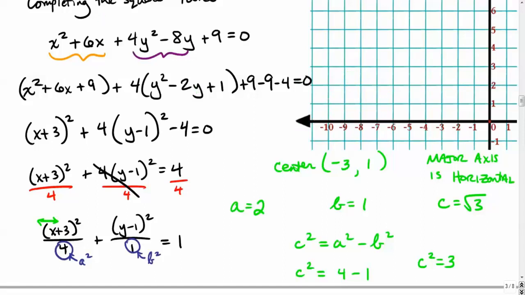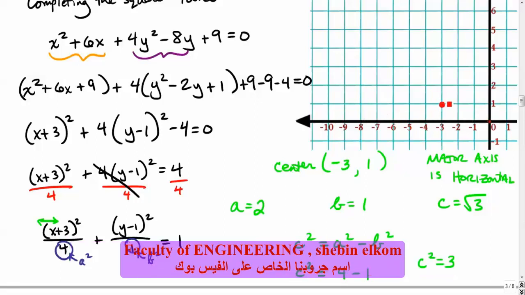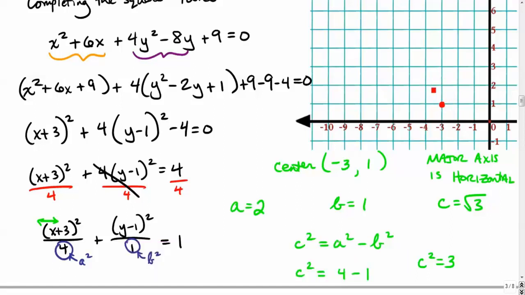Alright, let's start to graph some of this stuff, and we'll see if we can make some sense of everything. -3, +1 is our center. I'll put that right there. I'll put that in red. I'll just leave it like that.